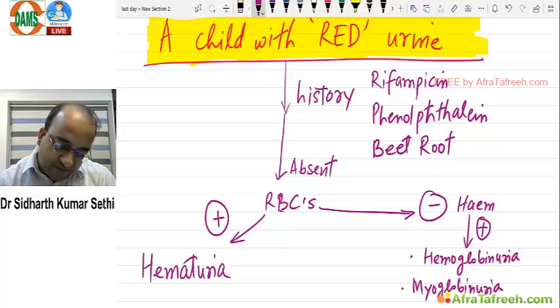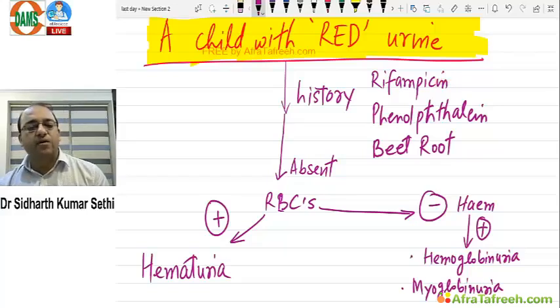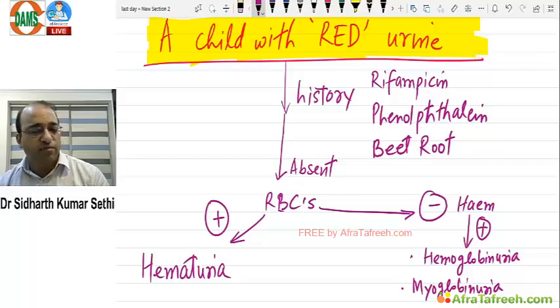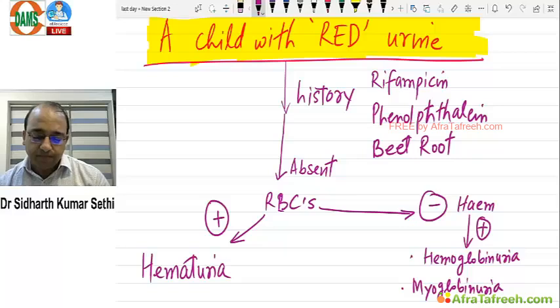Hemoglobinuria, for example, you have a baby with G6PD deficiency, and as all of you are aware, if you give anti-malarials or some antibiotics to a child who is G6PD deficient, that patient can have hemolysis. Hemoglobinuria is done, but what about myoglobinuria?